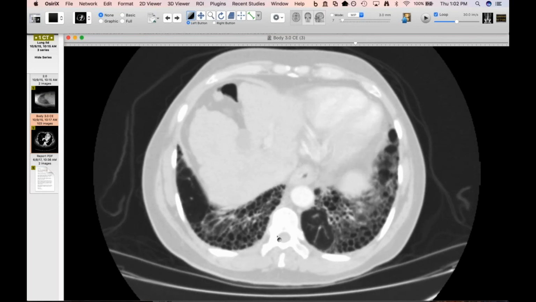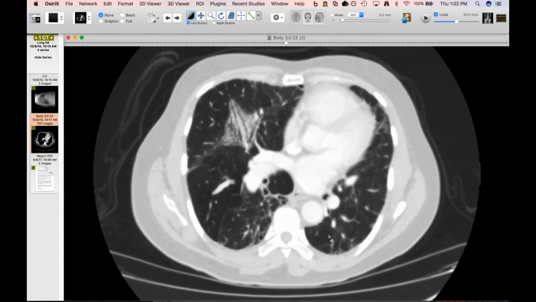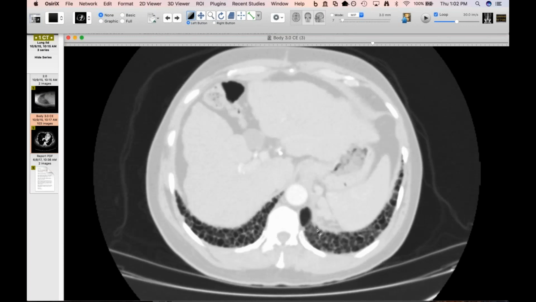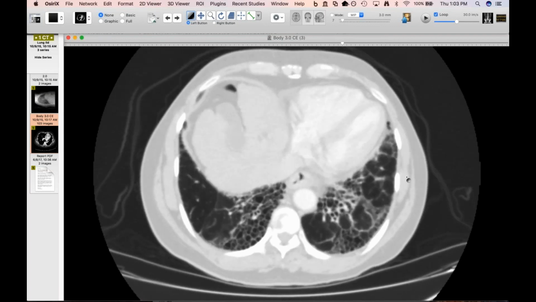But yes, so this was another antisynthetase syndrome, presumably, and the distribution certainly fits. It's this extreme basilar predominance, so just a more pronounced fibrotic pattern.